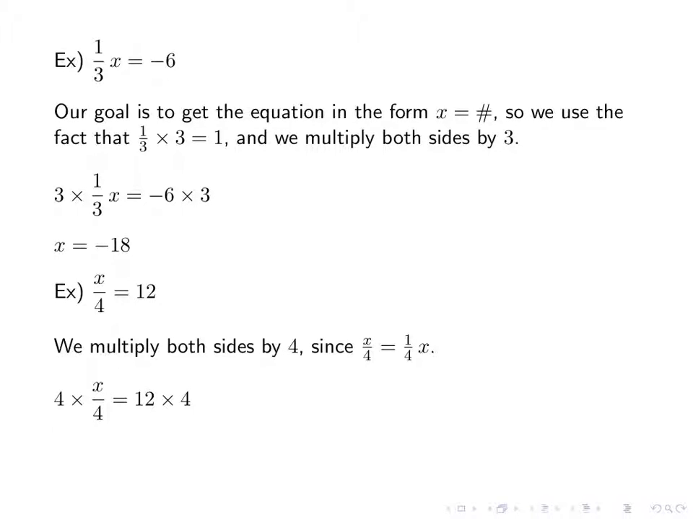So we make sure we multiply both sides of the equal sign by 4, and we get that x equals 48. And don't forget that you can always double check your answers. Plug them back into the original equation. Is 48 over 4 equal to 12? Yes.